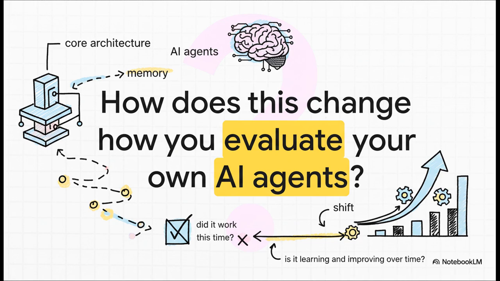So that leaves us with one final and I think really critical question to chew on. If you really accept that memory is a core piece of the architecture, not just some add-on feature, how does that change the way we evaluate the agents we're building? It forces us to shift our metrics away from just asking, did it work this one time, and toward the much deeper question, is it actually learning and getting better over time? And that really changes everything.